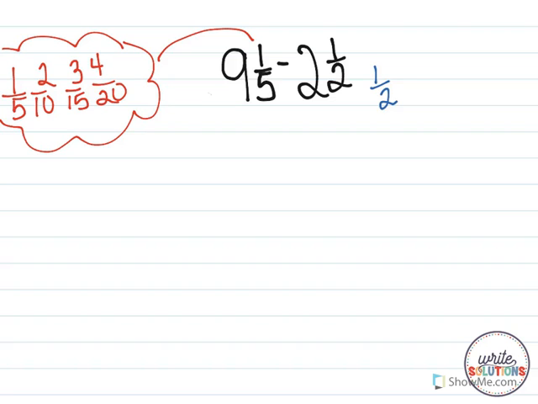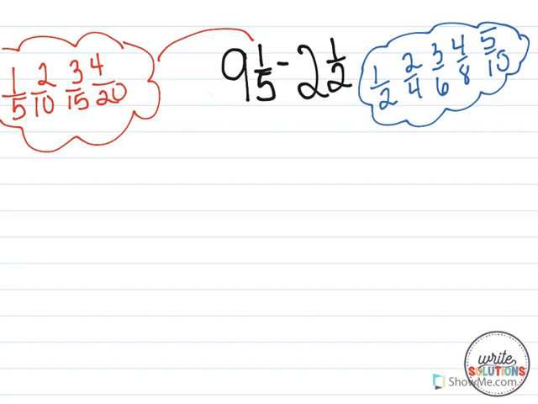I'll count by ones first, 2, 3, 4, 5, and then 2, 4, 6, 8, 10. So all of these are equivalent fractions that I could use in place of 1/2. Now, is there anything here that would help me? Oh yes, I see tenths over here, and I see tenths over here.